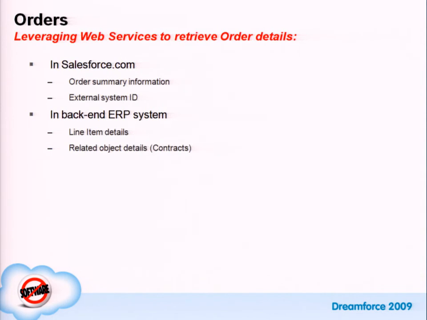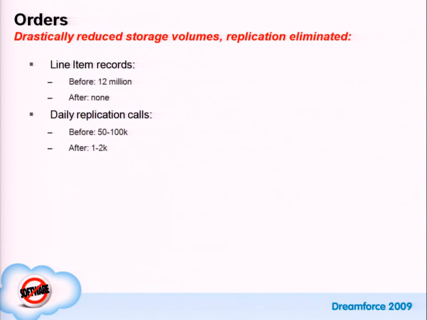So again, orders, put the order summary information in Salesforce, leverage an external ID to link to it. Back-end ERP system, maintain the line item details. And as we pulled up the items, not only could we get the line item details for the orders, we could also get details from related objects, such as contracts.